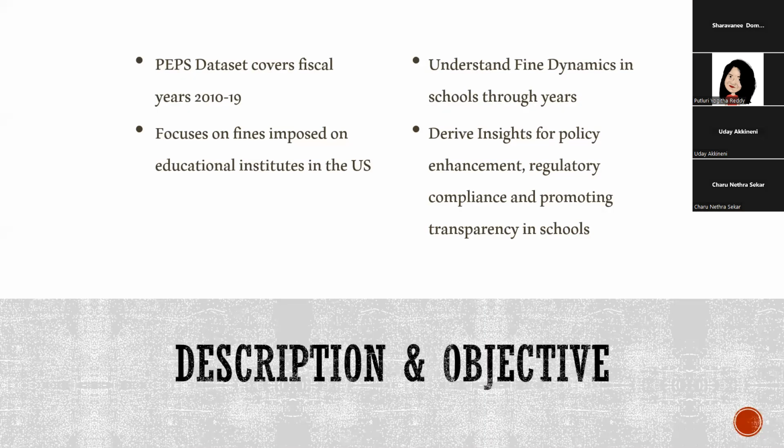The dataset mainly focuses on fines imposed on educational institutions in the US. The given dataset has 10 sheets covering 10 years, from 2010 to 2019. From this dataset we can derive insights that will help institutions in improving policy and transparency in schools.